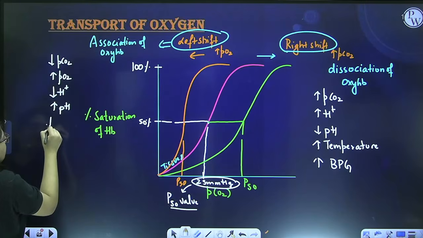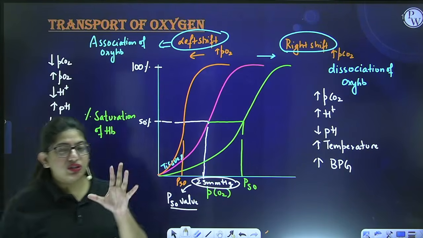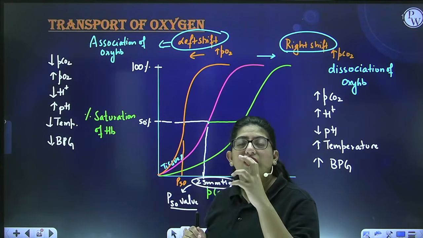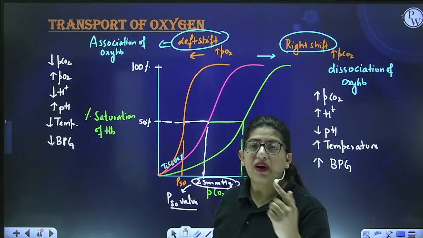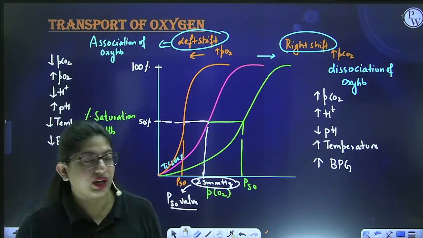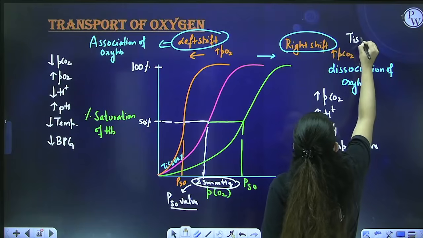Increase in pH, decrease in temperature, and decrease in BPG will lead to the left shift. This type of graph is usually formed when you are talking about oxygen and hemoglobin saturation near the alveoli, because there the partial pressure of oxygen is more and there is more association of hemoglobin. Right shift you can see near the tissues.